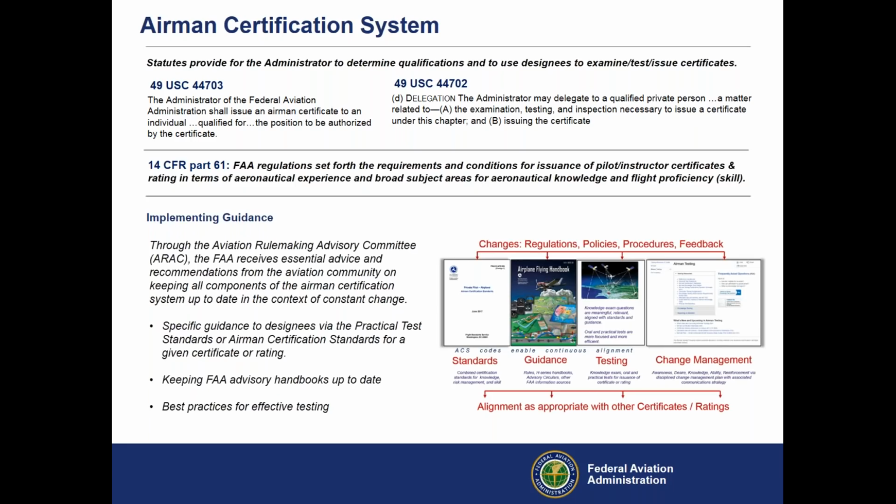This gives the administrator the authority to use the ACS as the testing document that contains the standard for airman certification. The ACS is supported by an Aviation Rulemaking Committee, also known as an ARC. The ARC provides rulemaking advice and recommendations to the administrator with respect to pilot certification through the ACS system.